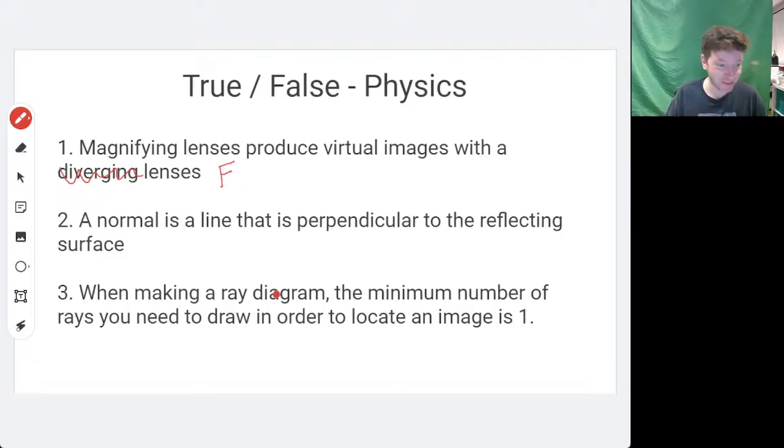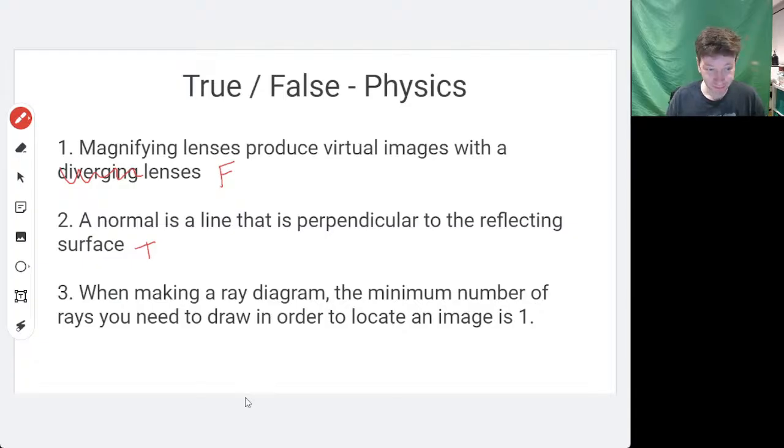If you're writing one of my exams and you don't know the answer, maybe just go with false. You seem to have a better chance. Question two. A normal is a line that is perpendicular to the reflecting surface. Okay, this is true. That is what a normal is.